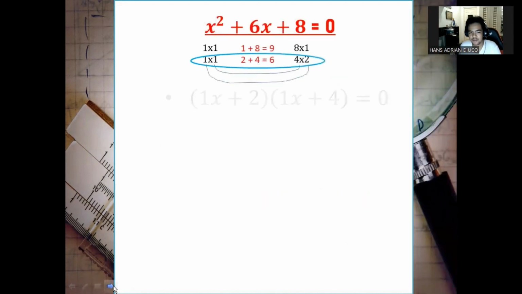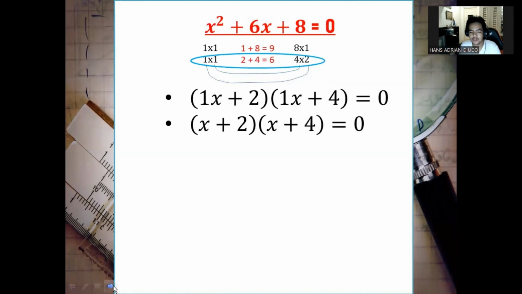So we're going to use both of the terms, x plus 2 and x plus 4, equating both to 0. So let's start with the first one. We have x plus 2 equals 0, which is equal to... chat box, do you know the answer? Yes, correct. It's -2. X equals -2. How about the second one?